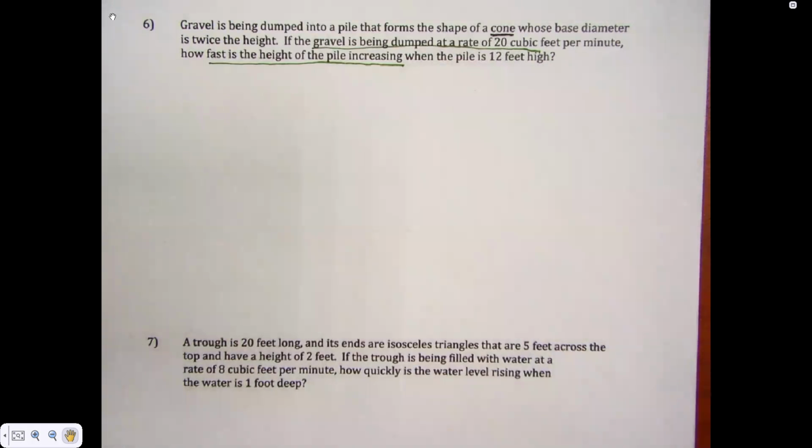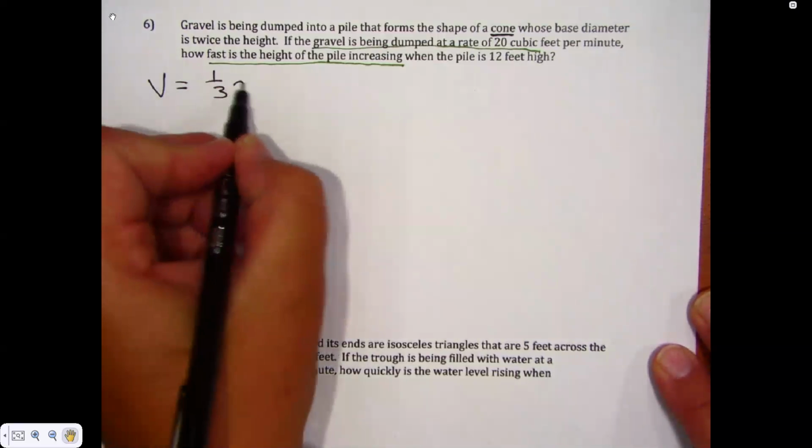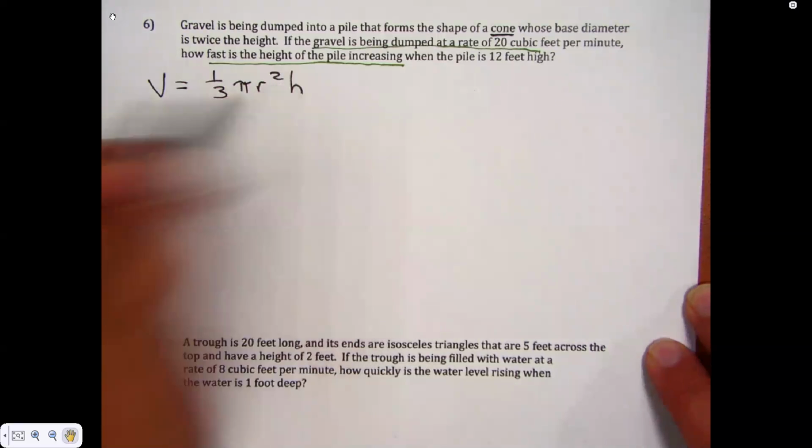Does anyone know at least what they're looking for, the relationship of all this? And on the test, I'm going to give it to you. Okay, so I don't want you to feel like you have to know all these formulas. Well, you should at least know some of them, but that's okay. So this is volume of a cone. Okay, volume of a cone. So volume equals, sometimes I have to look, 1/3 pi r squared h.